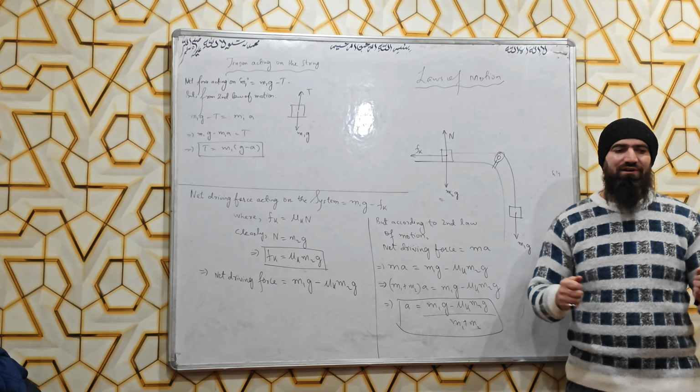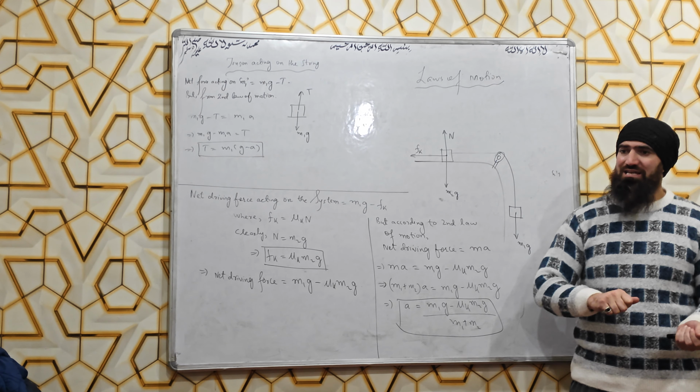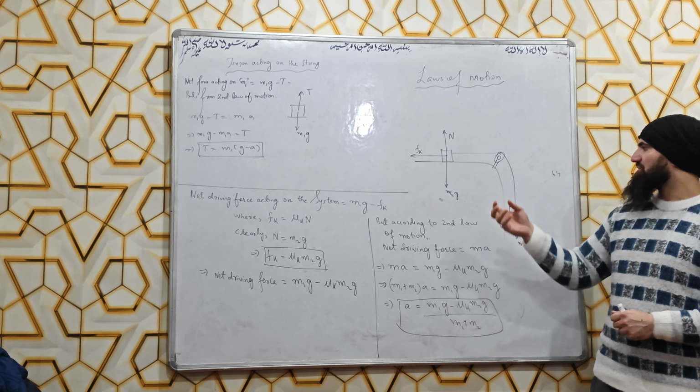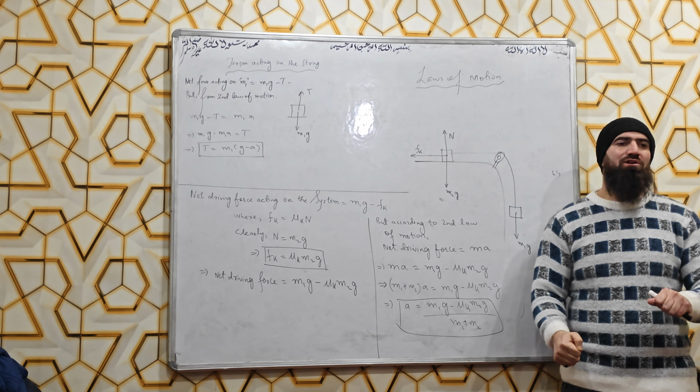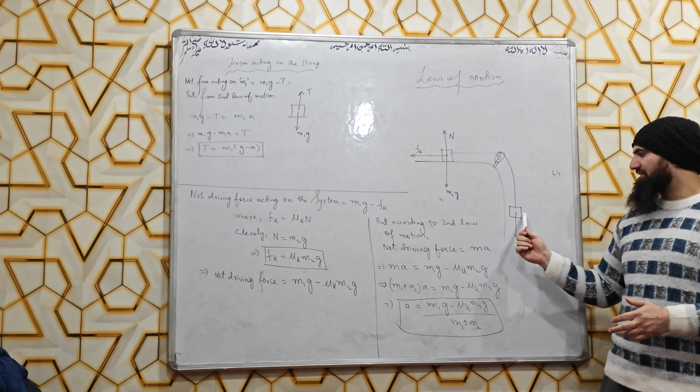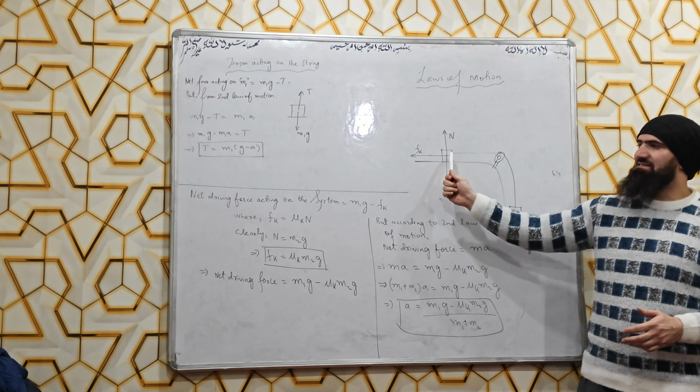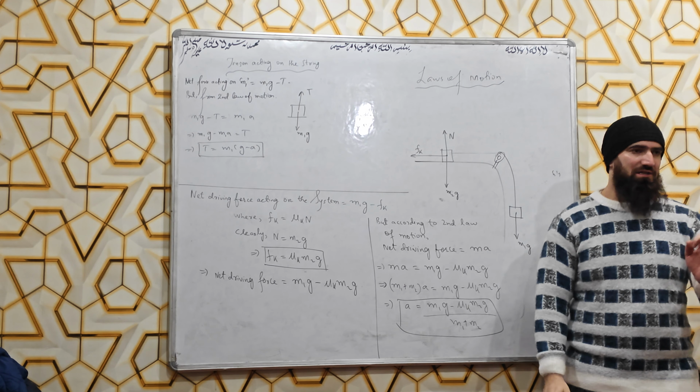Now, if we have a system of connected bodies, then the net force acting on the system is equal to the mass of the system times the acceleration produced in the whole system. Because the bodies are connected, the acceleration shown by this body will be the same as that shown by this body.